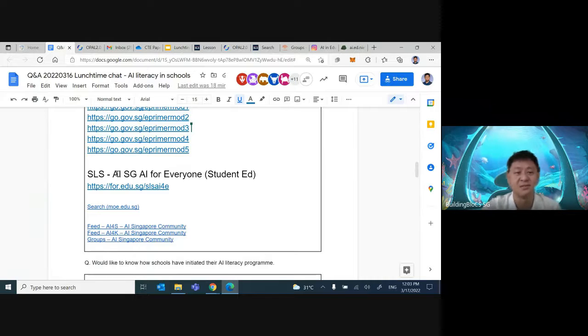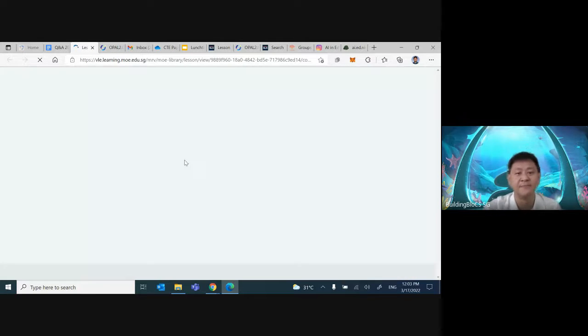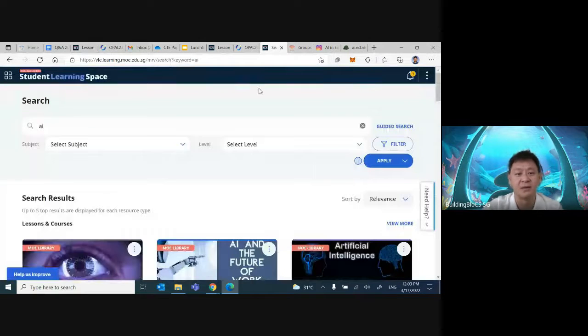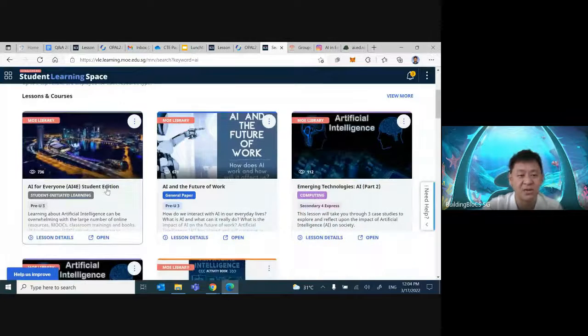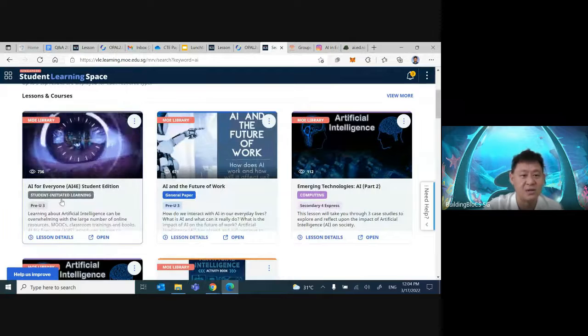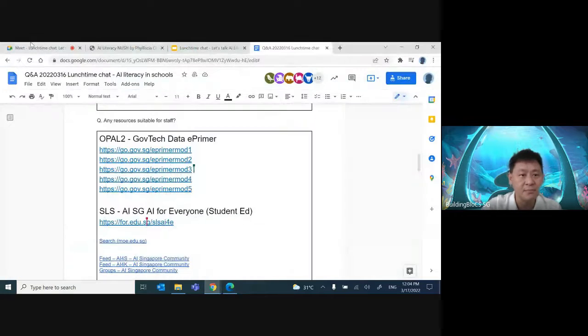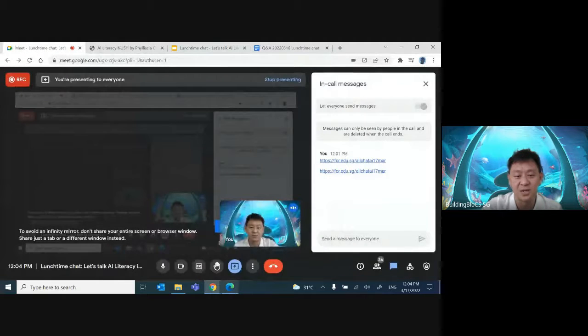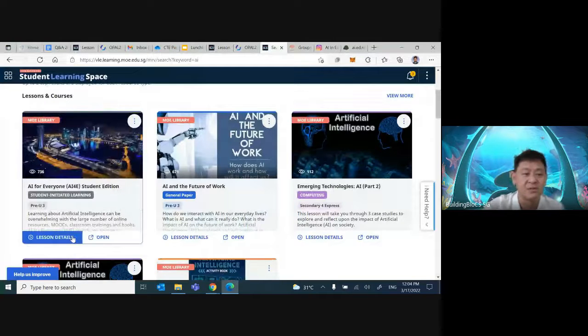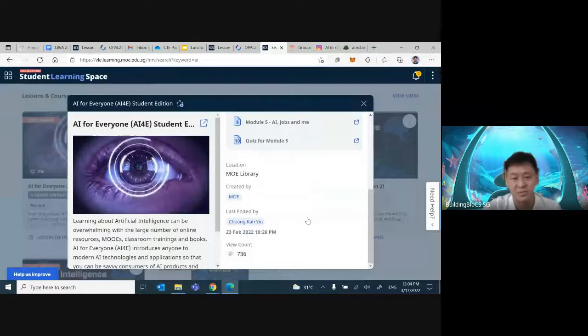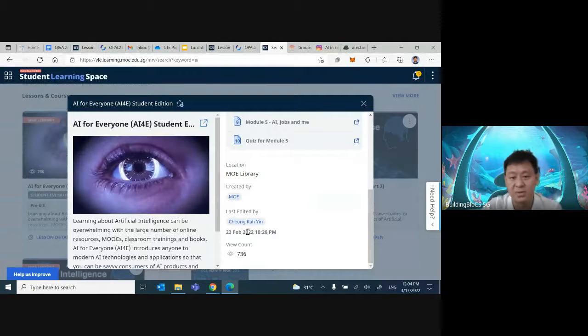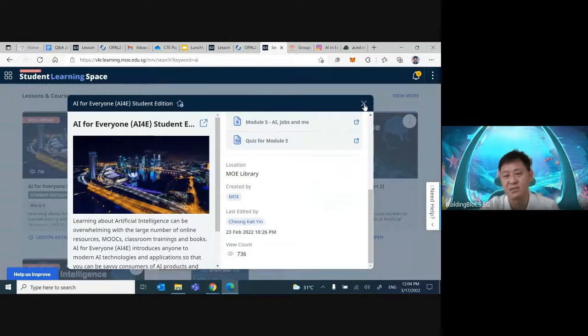The other main content resource, for both students and teachers, is in SLS. AI Singapore has adapted their AI for Everyone for students, so please feel free to access it. There's a shortener, but if you are in SLS and do a search, it's one of the first contents. We would encourage people to get their students to access this, especially during the school holiday or post-exam period. It was uploaded around 23rd February, and currently about 700 plus people have accessed it.